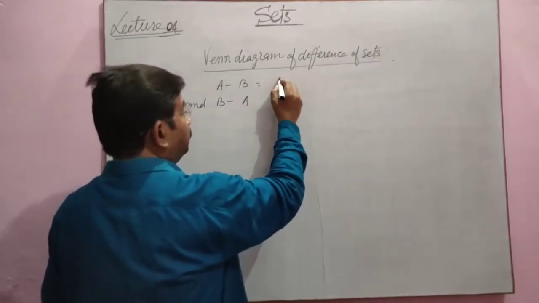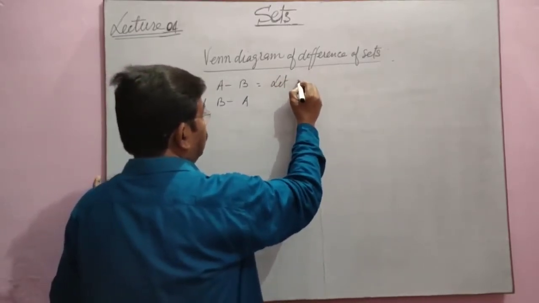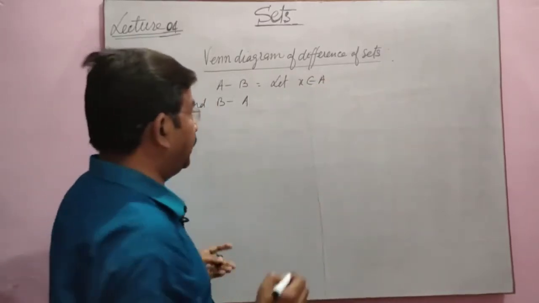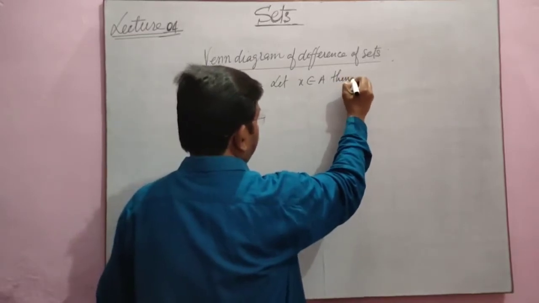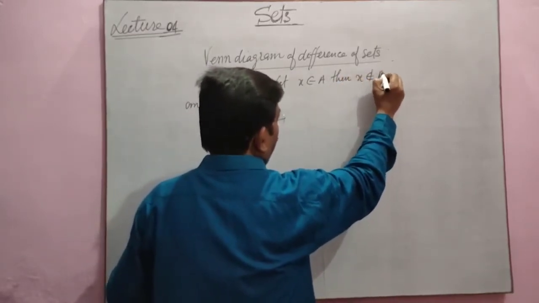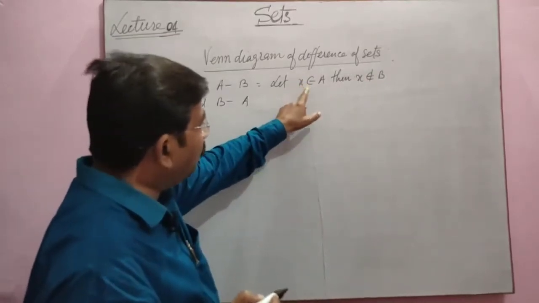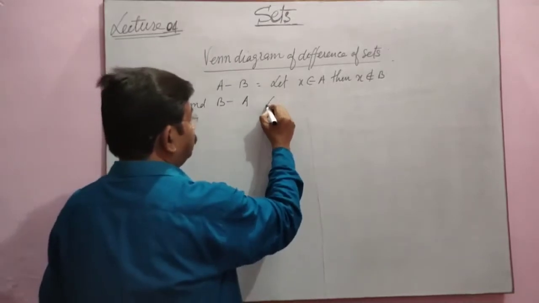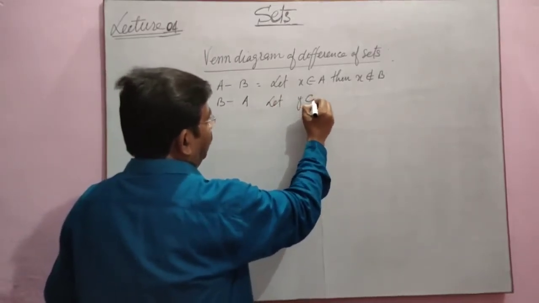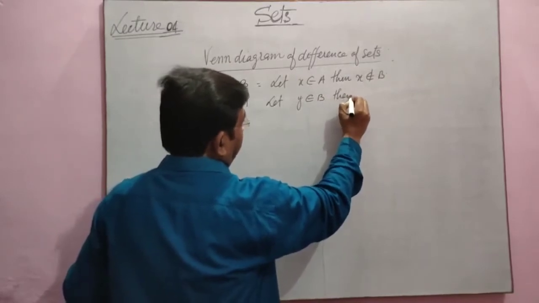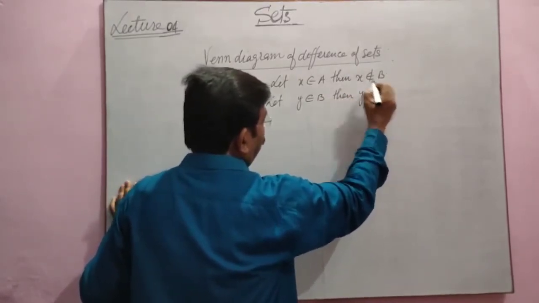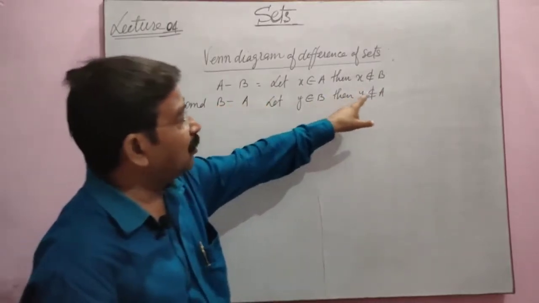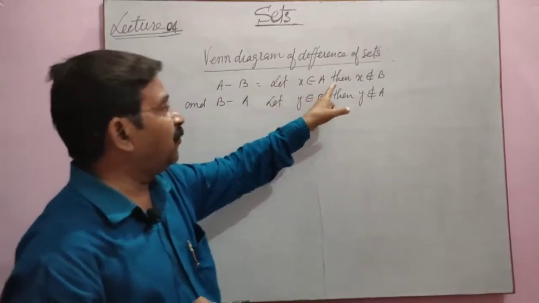This means, let X belong to A, then X does not belong to B, meaning an element of A will not be found in B. And let Y belong to B, then Y does not belong to A. This is the proper definition: elements of B not found in A, elements of A not found in B.